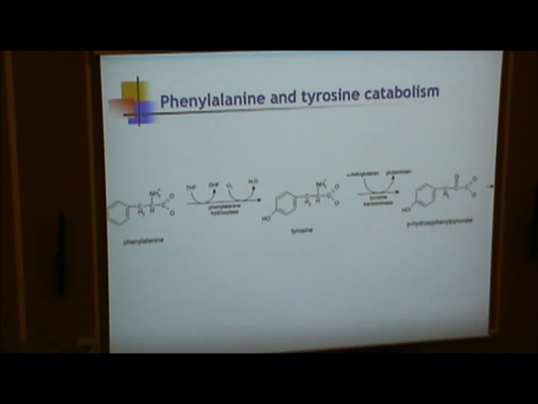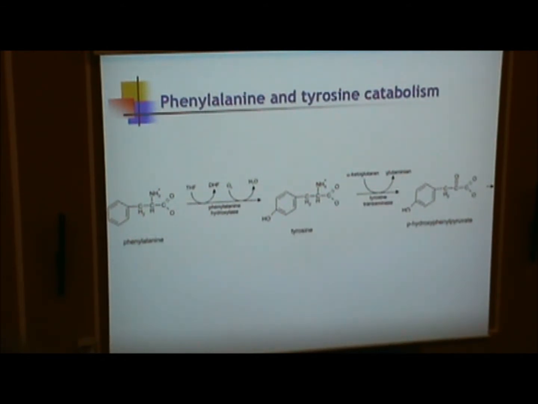The third group of amino acids are glucoketogenic amino acids. What does it mean? It means that they are converted into both glucose and ketone bodies. There are two glucoketogenic amino acids: phenylalanine and tyrosine. Please look at this process.